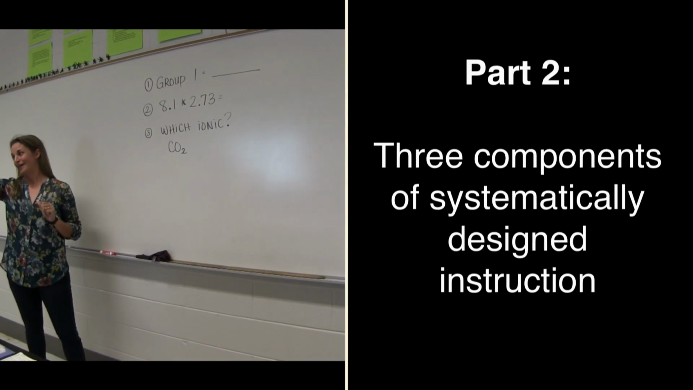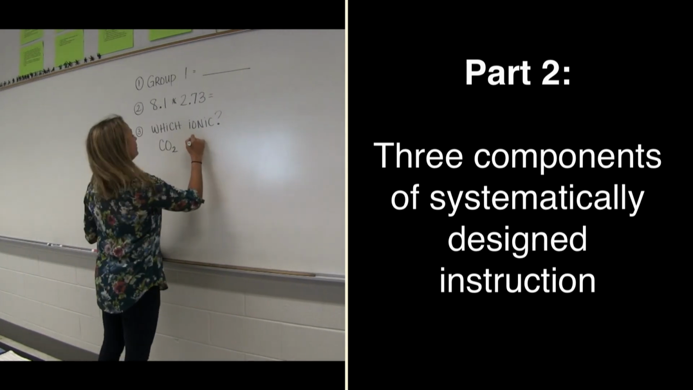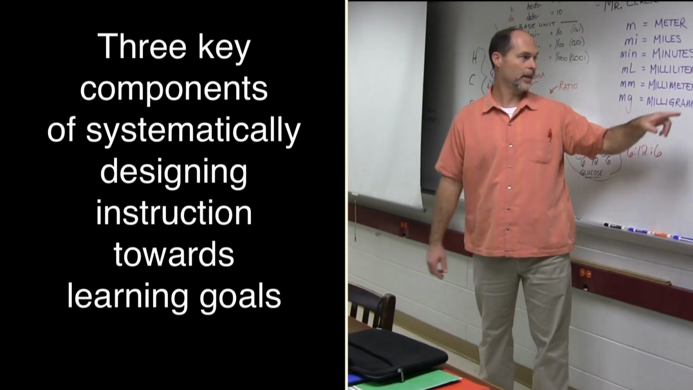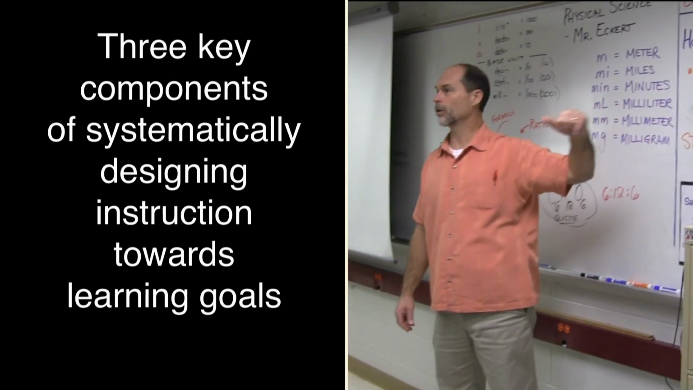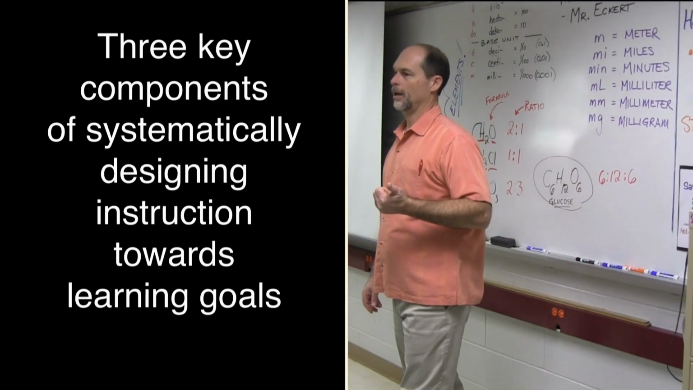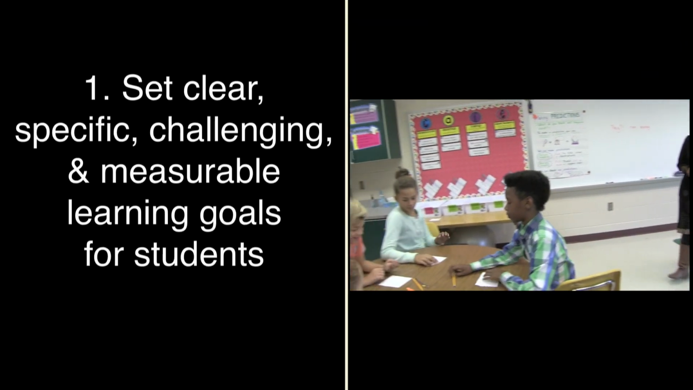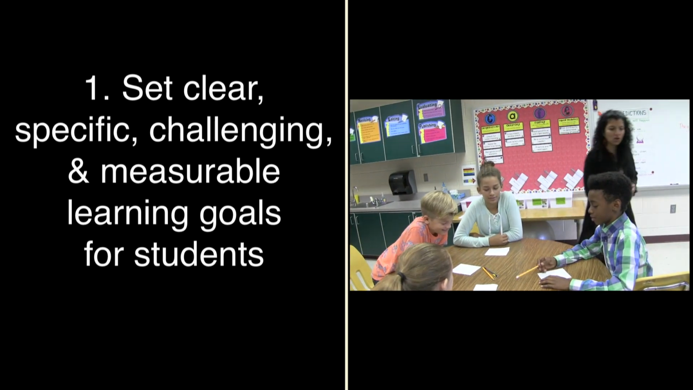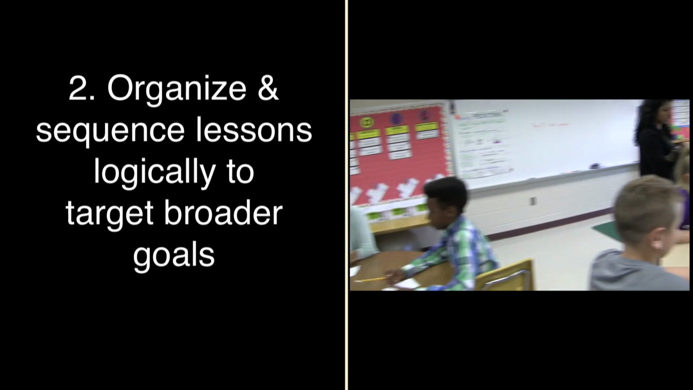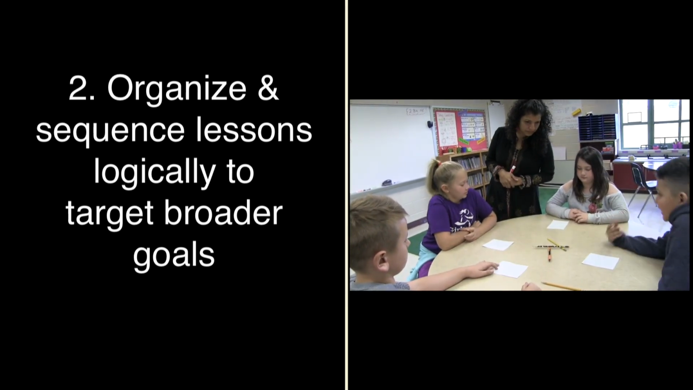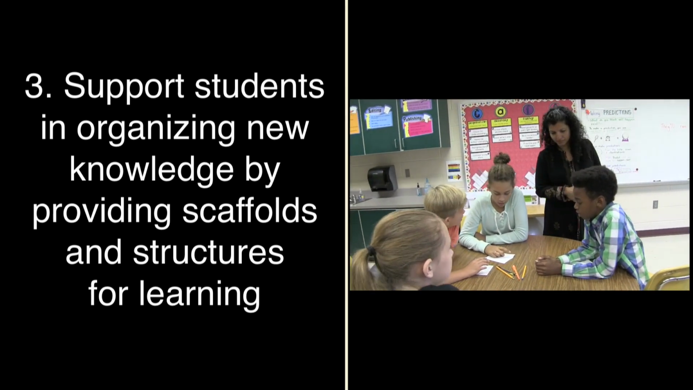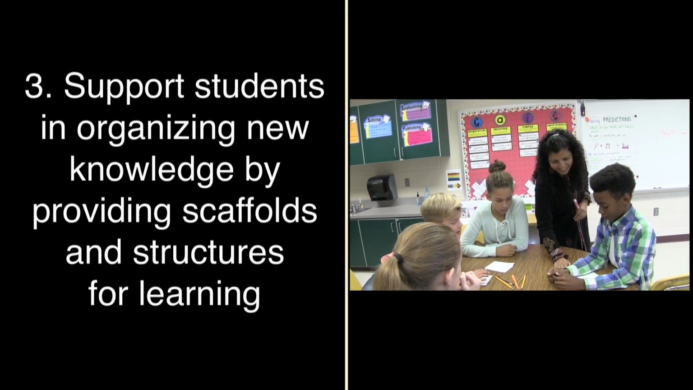Part 2. 3 components of systematically designed instruction. There are 3 key components of systematically designing instruction towards learning goals. 1. Set clear, specific, challenging, and measurable goals for students. 2. Organize and sequence lessons logically so they target broader goals. And 3. Support students in organizing new knowledge by providing scaffolds and structures for learning.